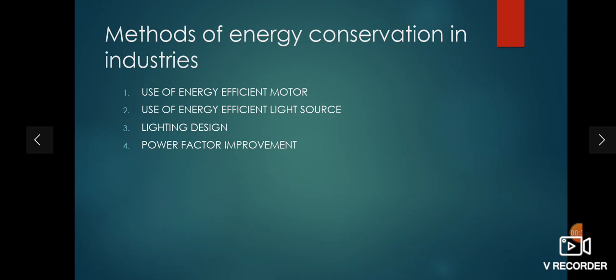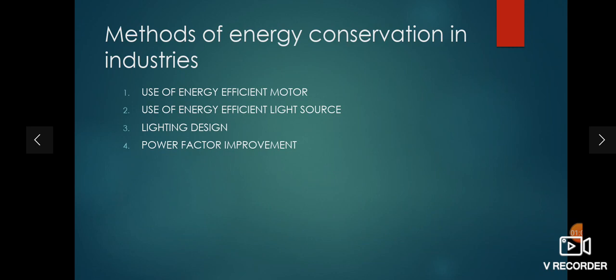See, first, use of the energy efficient motor; second, use of energy efficient light source; third, the lighting design, means employing the energy efficient lighting design. Then the fourth one, that is the last one, is the power factor improvement. Now today I am going to discuss each and every method in brief. Now first, that is the use of energy efficient motor.